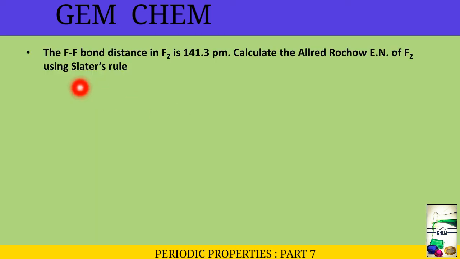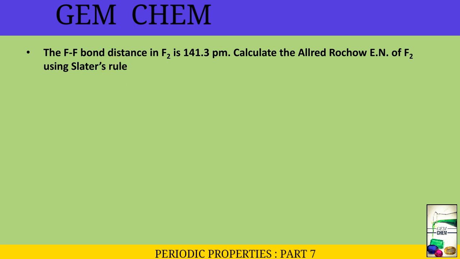Now this is a workout. Okay, the F-F distance of fluorine molecule or fluorine compound is 141.3 pm, that is picometer. Calculate the Allred Rochow electronegativity of F2 using Slater's rule.